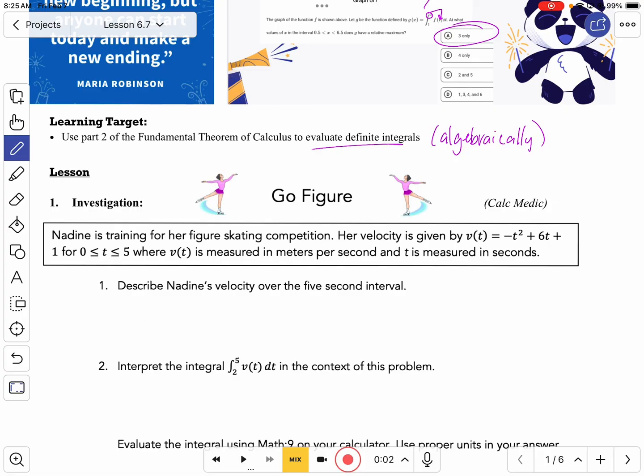Nadine's training for her figure skating competition. Her velocity, v of t, is given by the equation negative t squared plus 6t plus 1, between 0 and 5, where v of t is measured in meters per second and t is measured in seconds. So go ahead and let's work on that. Everything good? Okay. You can work with Oakley if you want to, since y'all don't have partners today.